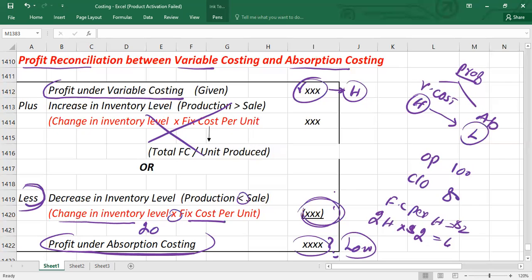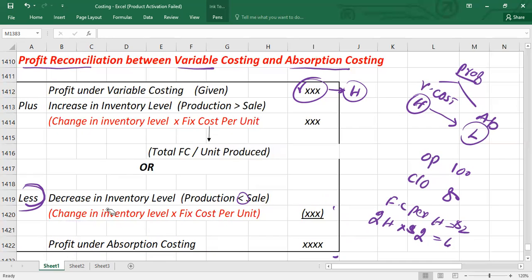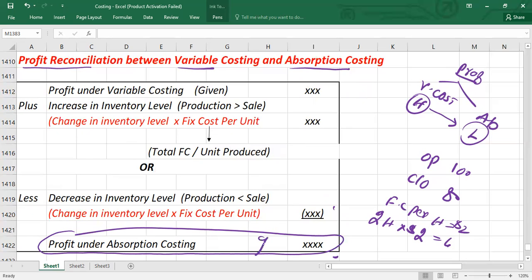And now guys, third case, what could be the third case? You just have to reverse the equation. Please memorize this equation, it's really important to understand. For example, maybe in the question he might give you the profit under absorption costing. Assume it is given, and now you have to calculate the profit under variable costing. When this is the scenario, you will totally reverse it. You will take the profit under absorption costing.